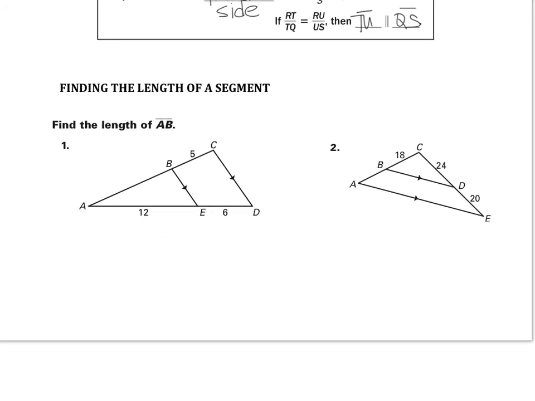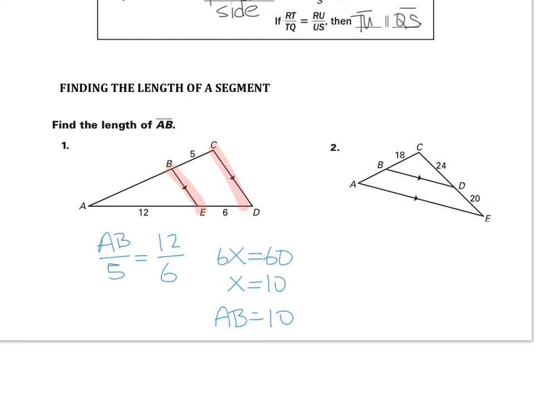So let's use this to find lengths of segments. I can see that I have parallel. So I have this parallel to the third side, so I know that it divides it proportionally. So AB over 5 equals 12 over 6. So AB equals 10.